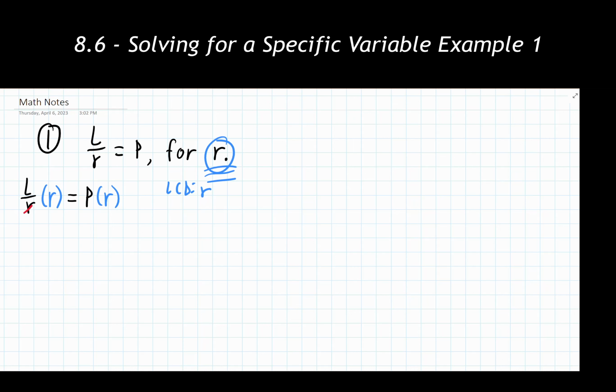So on the left side, the r's cancel out. On the right side, nothing cancels, but my resulting expression now doesn't have any fractions in it. So I'm getting L equals P times R. I want to get R all by itself. That's what I'm solving for. So I need to divide both sides by P. On the right side, those P's cancel. And what's left over? I have L over P is equal to R. And there's nothing else I can do from there. So I now have my fully reduced final fraction answer.